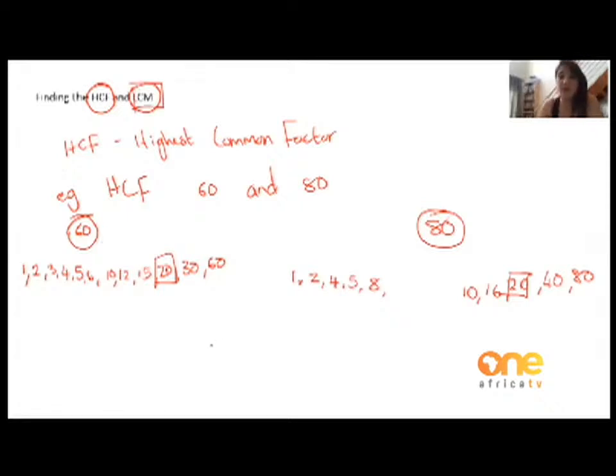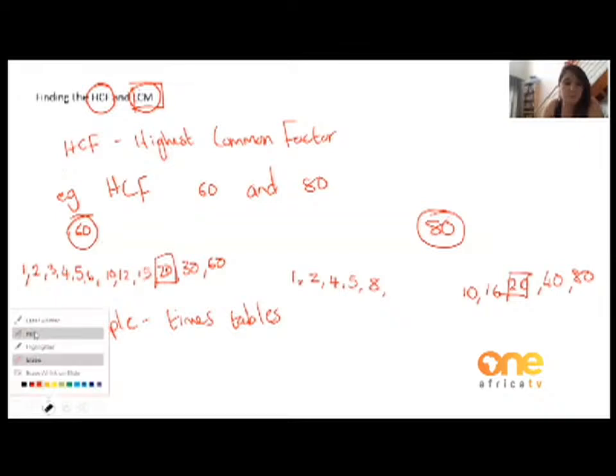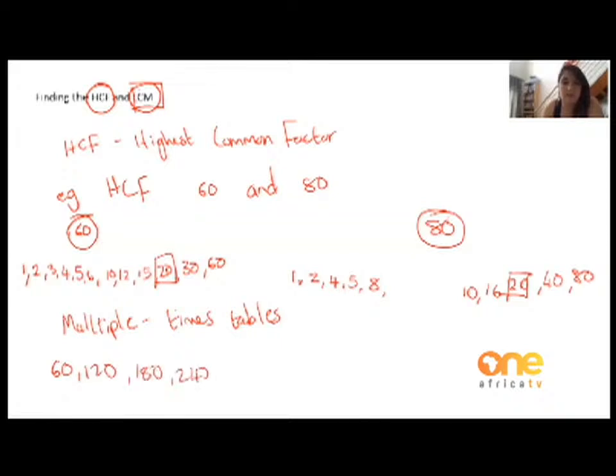The lowest common multiple, we know that a multiple is kind of like the times tables. So if I had to write the multiples of 60, I would say 60, then 120, what's next? 180, 240, 300. So these are the first 5 multiples of 60. If I wanted to find the lowest common multiple, I would do the same for 80 and see which one comes first. So the highest common factor is the biggest number that you can see that is the same, and the lowest common multiple is the first number which you can see is the same.